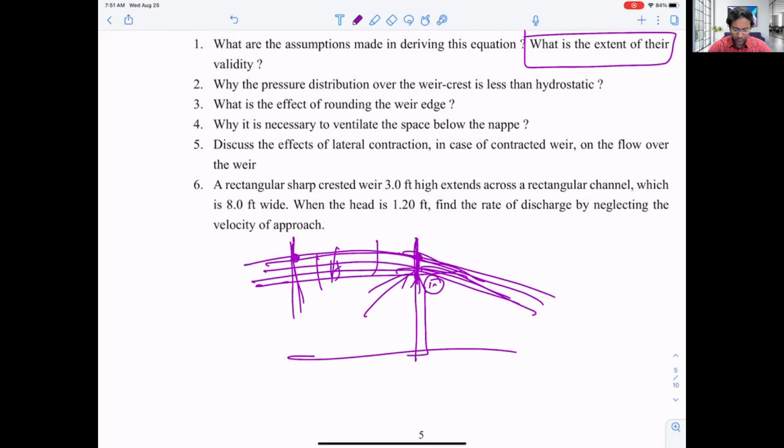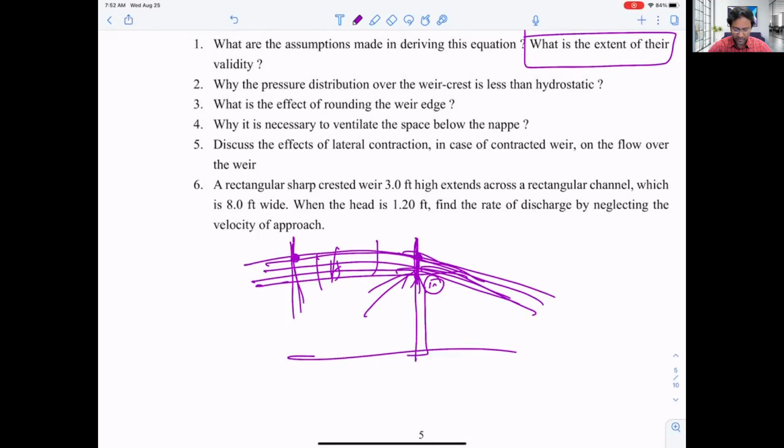And then what is the effect of rounding the weir edge? If we make the weir edge sharp, then the contact between water and the weir will be minimum, and then our head loss will be minimum, it will be reduced, and then the flow rate will increase. Our main objective is to increase the actual flow rate, to reduce the loss. By reducing the loss, that will increase our actual flow rate.